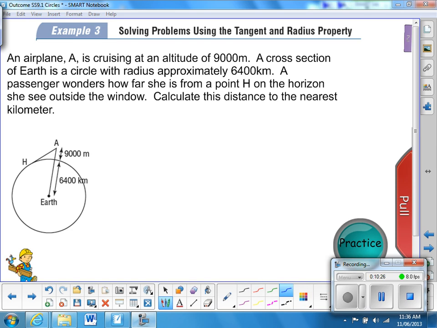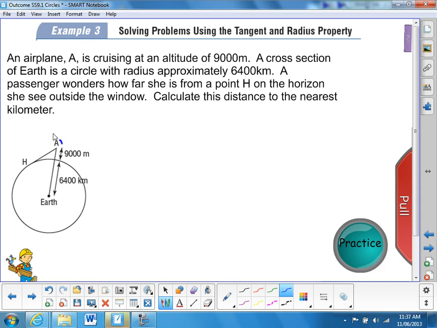An airplane A is cruising at an altitude of 9,000 meters. A cross-section of Earth is a circle with a radius of approximately 6,400 kilometers. A passenger wonders how far she is from point H on the horizon she sees outside her window. Here's the airplane, and the airplane is in the air about 9,000 meters above the ground. From the ground to the center of the Earth is 6,400 kilometers. We want to know how far the airplane is from point H. Calculate the distance to the nearest kilometer.